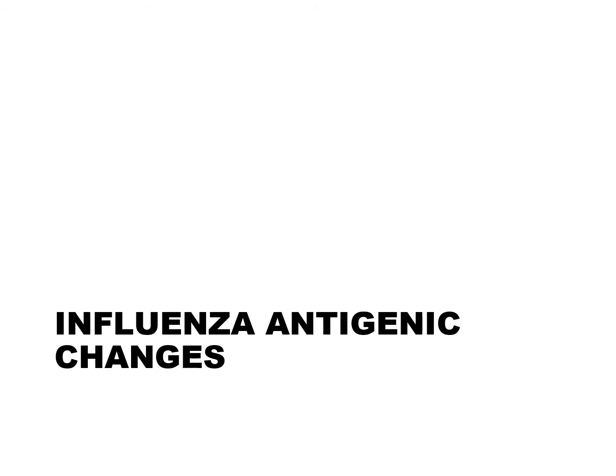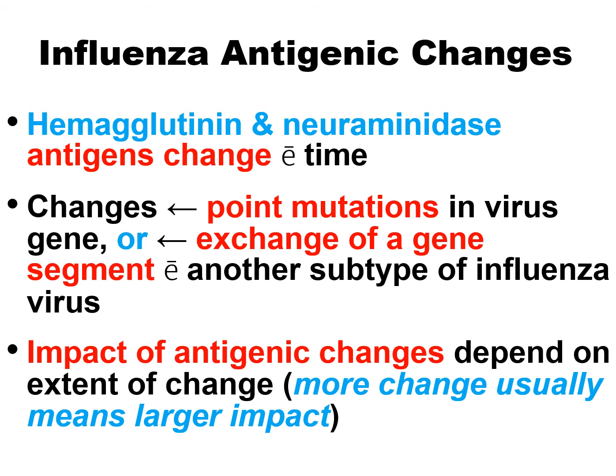Influenza antigenic changes. This is important. Hemagglutinin and neuraminidase antigens change with time. Look here, you will see many resemblances with COVID-19. Changes are due to point mutations in virus gene or exchange of a gene segment with another subtype of influenza. Impact of antigenic changes depends on extent of change. More change usually means larger impact.